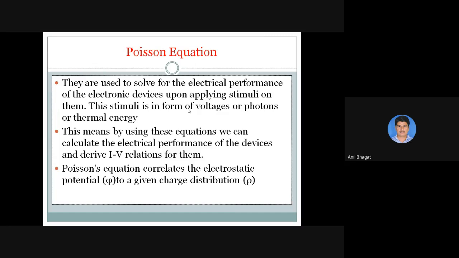The Poisson equation is always required to represent the electrical performance of that device. This means that by using this equation, we can calculate the electrical performance of the device and derive the IV relation for it. Mathematically, we will calculate the relationship between current and voltage with the help of this equation. Poisson's equation correlates the electrostatic potential psi to a given charge distribution rho, right?